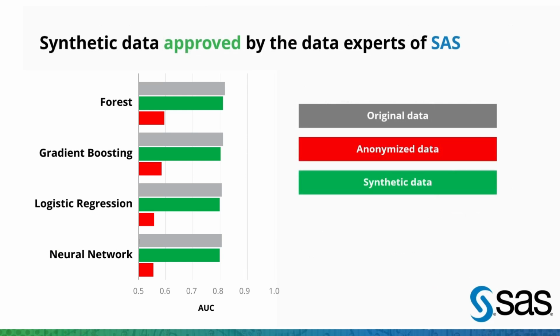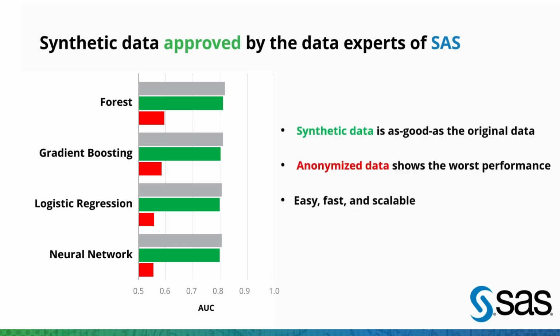In the results, we see that the original data always produced the best results. However, the anonymized data had significantly inferior results, with an area under the curve value close to 0.5, indicating that the model was predicting at random, so it did not perform well. On the other hand, the synthetic data's performance was nearly identical to the original data. These are the main findings. Synthetic data performs almost as well as the original data, while anonymized data shows the worst performance. Another benefit of synthetic data is that it is easy, fast, and scalable, which is a significant advantage over data anonymization.